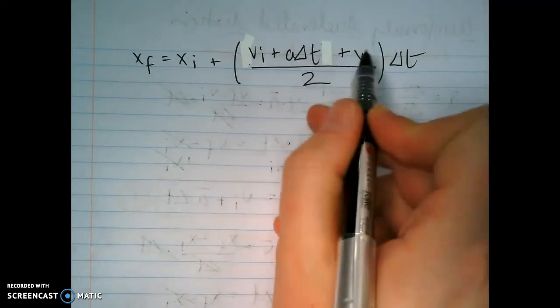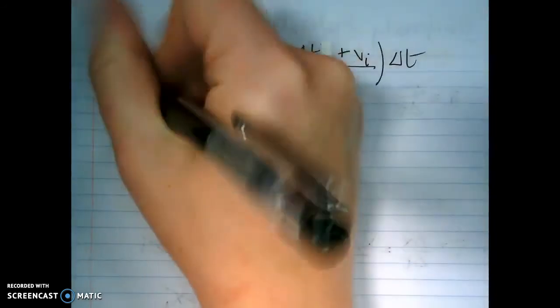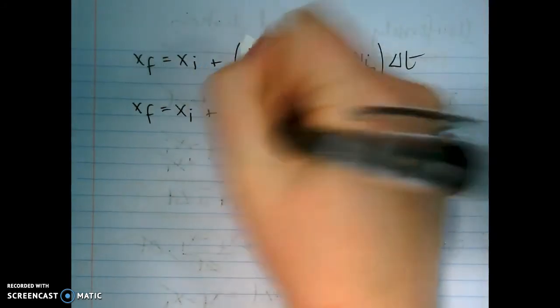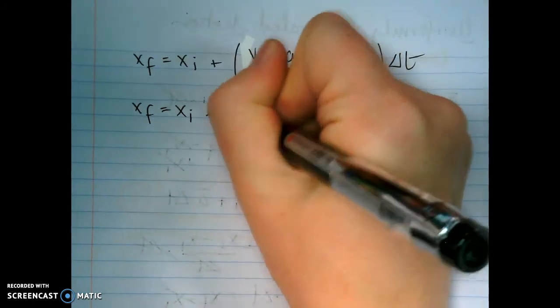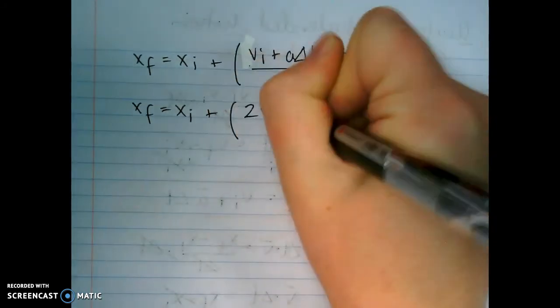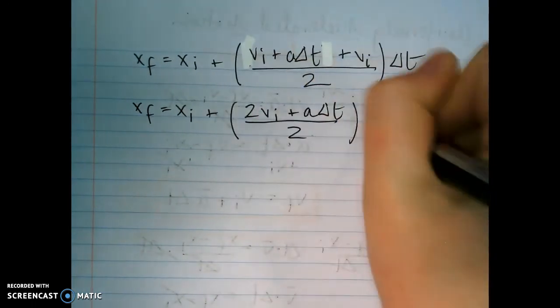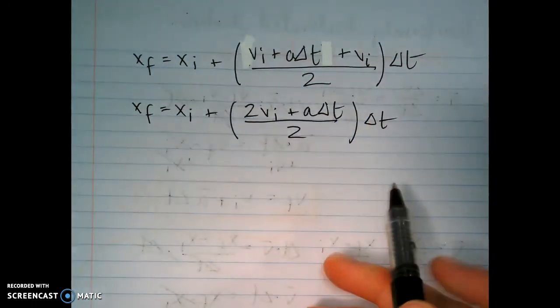Well, I've got two things that are initial velocity, so let's combine those. One initial velocity plus another is 2 initial velocity plus acceleration times time, divided by 2, and I have another time interval outside.